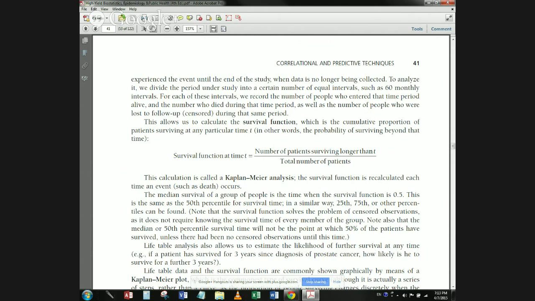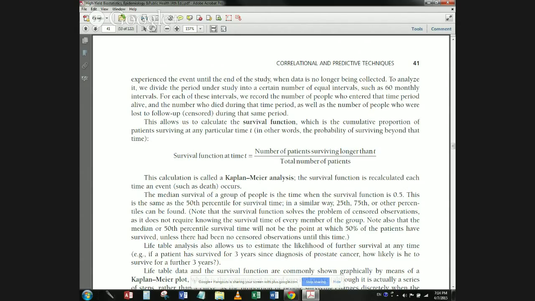This allows us to calculate the survival function, which is the cumulative proportion of patients surviving at any particular time t. In other words, the probability of surviving beyond that time. Survival function at time t is equal to number of patients surviving longer than t divided by total number of patients. This calculation is called Kaplan-Meier analysis. The survival function is recalculated each time an event such as death occurs.